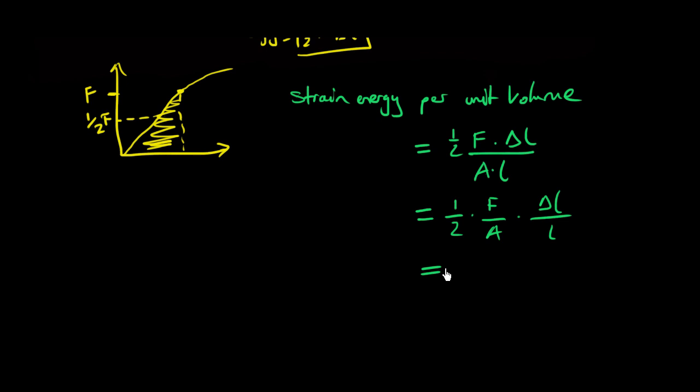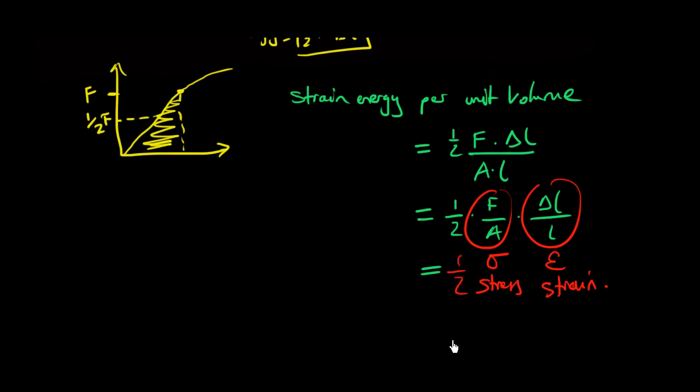So look at this. This should ring a big bell. F over A, we've talked about this a lot of times, the force per unit area, that's just called sigma, and we call it the stress, right? And this here you should recognize easily as epsilon, which is the strain, right? And a half is just a half, nothing special there.